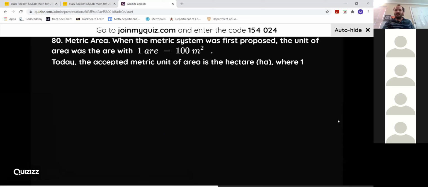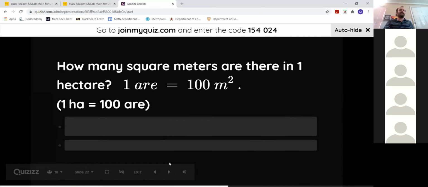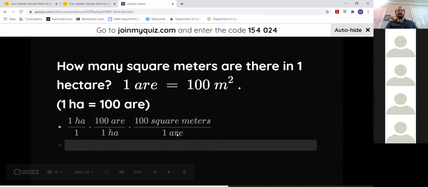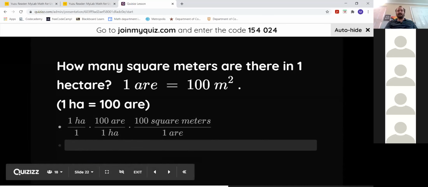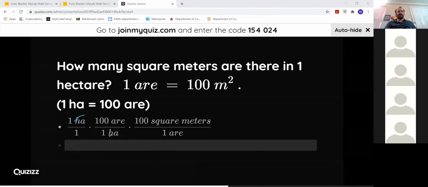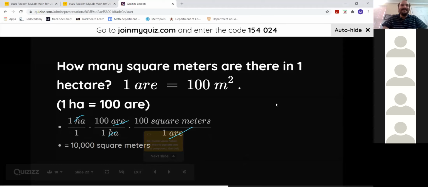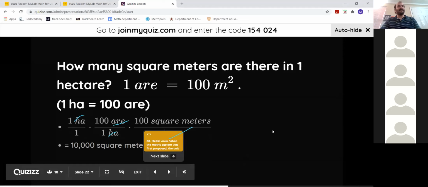Both those 100s should have ended up on top. Did I break this down? I think I did break it down. There we go. We start off with 1 hectare, and then the conversion factor we have is 1 hectare to 100 R, 1 R to 100 square meters. So I set this up so that my hectares are the first thing that cancel. I set my hectares opposite, I set my Rs opposite. Here we go. 10,000 square meters is what you get when you do 100 times 100. There are 1, 2, 3, 4 zeros. You got to count your zeros, basically, right?